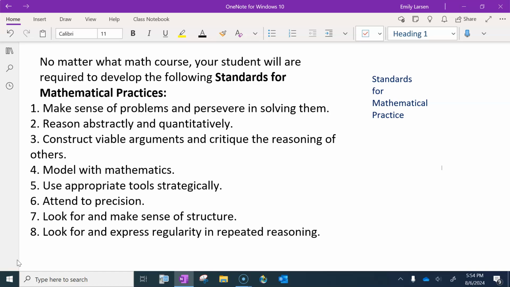Look for and make sense of structure. That's number 7. So they're able to understand expressions and make sense of their structure with math symbols and variables. Number 8 is look for and express regularity in repeated reasoning. So understanding the pattern and maybe building a rule for that pattern is number 8.